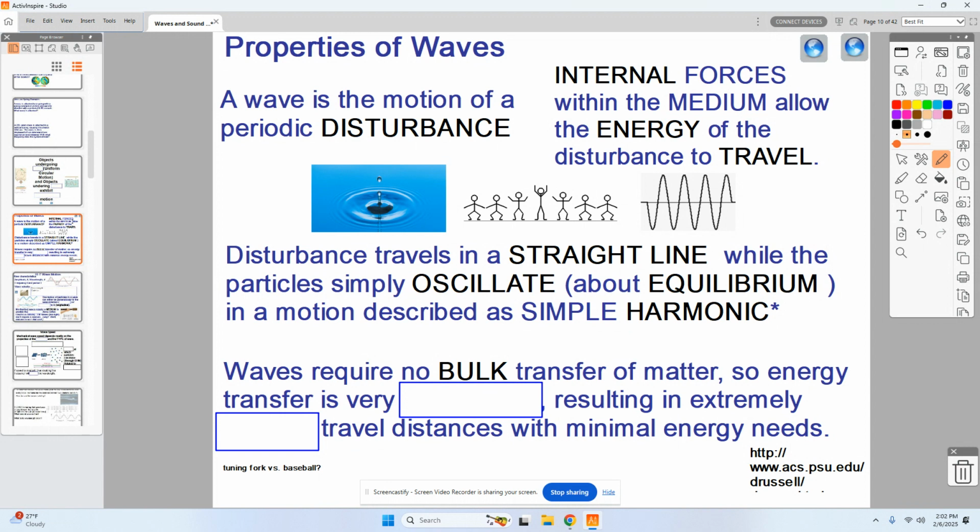Waves require no bulk transfer of matter. I'm not moving matter between me and Nathan. If I'm going to send information to you, I might just send it as a wave, and I'm not moving matter from you to me. I'm moving energy from you to me. What that means is that I can transfer it very efficiently. I get a very efficient transfer of energy.